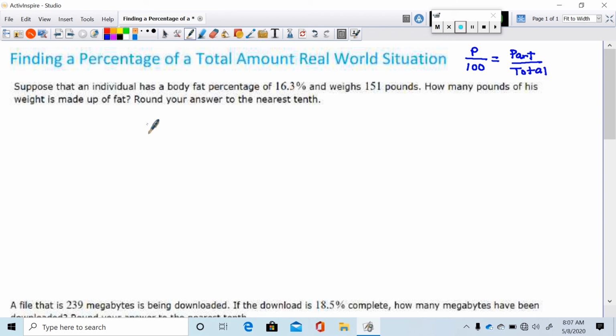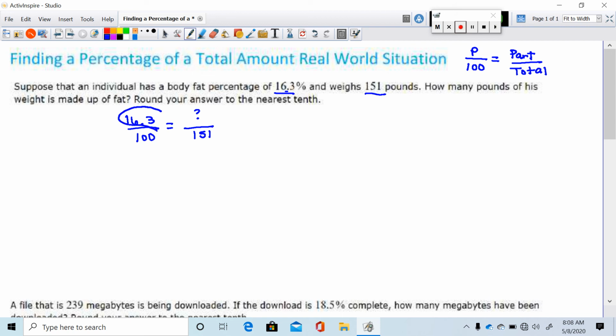Okay, so the first thing I'm going to do, suppose that an individual has a body fat percentage of 16.3% and weighs 151 pounds. How many pounds of his weight is made up of fat? Round your answer to the nearest tenth. So I look for the percentage first because that always goes over 100, so this right here. Then I look for the next number and I think, are they giving me a part of something or a whole? They're giving me the total weight, 151 pounds. And we're looking for that number there.